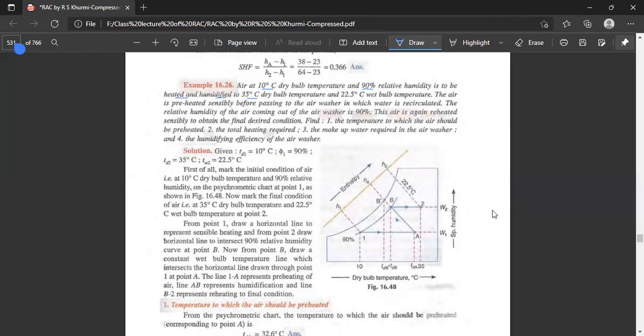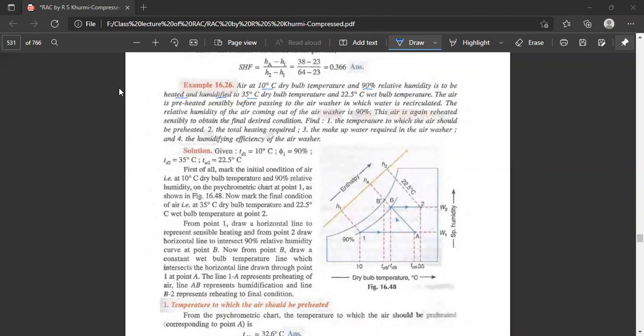So the initial dry bulb and humidity is given, so we can get the point, and the final dry bulb and wet bulb temperature is also given. We can have the point here. Then given TD1 10 degrees centigrade, phi1 90%.